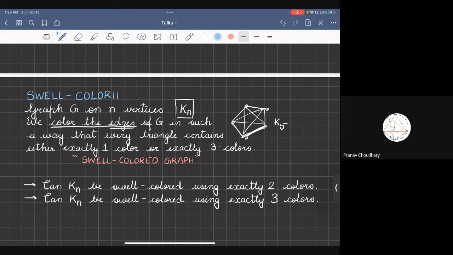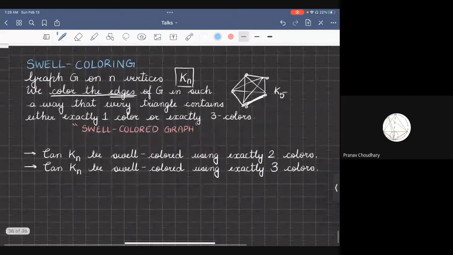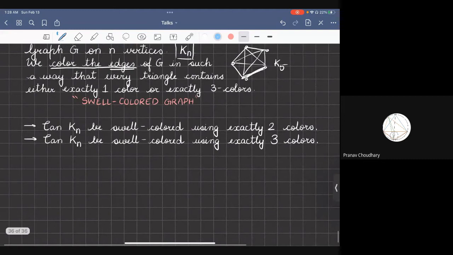Okay, so let's think about this. K3 is swell colored, right? It can be swell colored, so n equal to 3 works. What about n equal to 4?